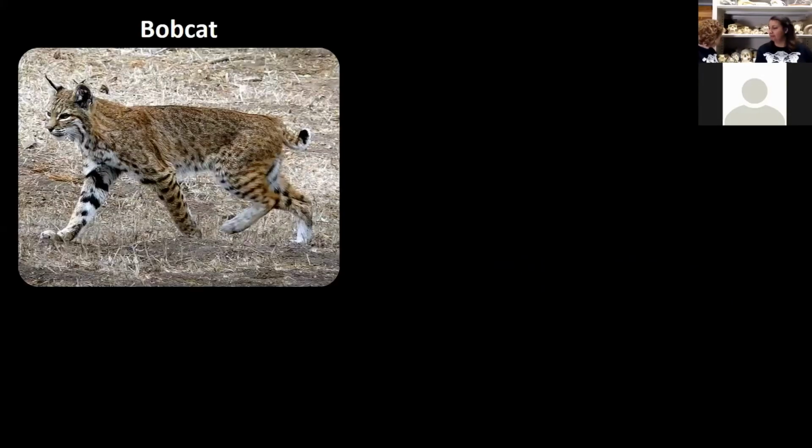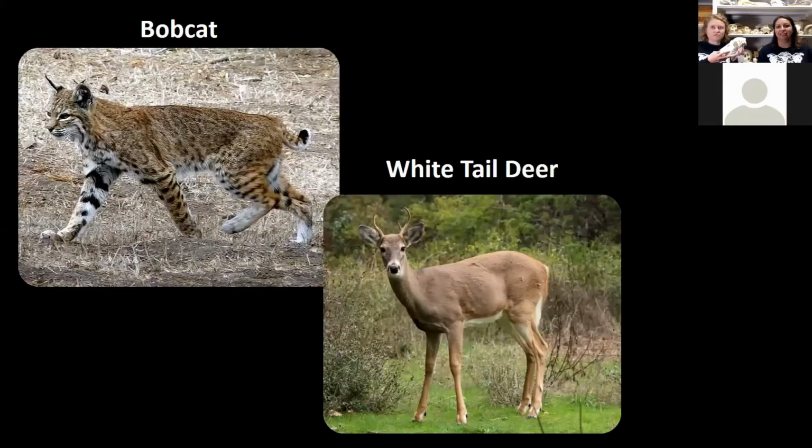Cool. So we were able to look at a couple of different animals today, and our predator was a bobcat. We happen to have one with us today. You take a close look. And then our prey animal was a white-tailed deer.